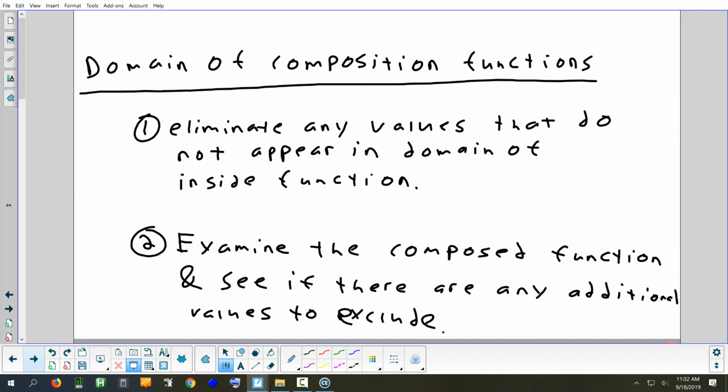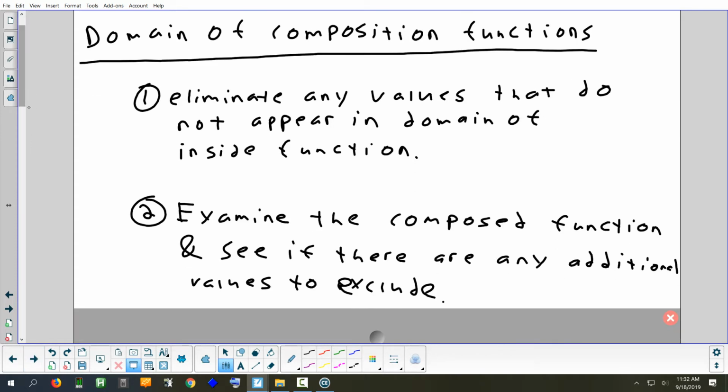Now the second part is to look at your final answer, like the one Zach gave you, the x plus 3. Look at the final answer and see if there are any other values that we need to rule out from the domain. When we compose the function, did we make a fraction? Can all of a sudden we divide by 0? That wasn't a problem before, but it is now. That's the kind of stuff you've got to look for.